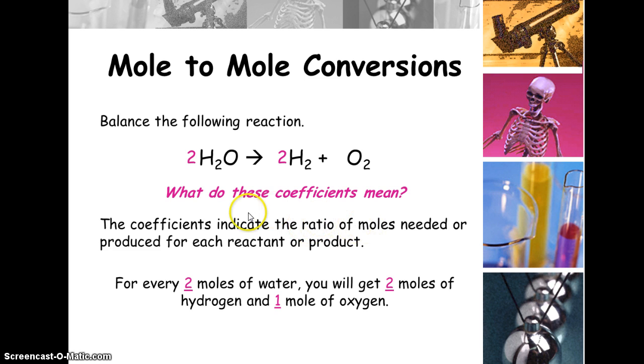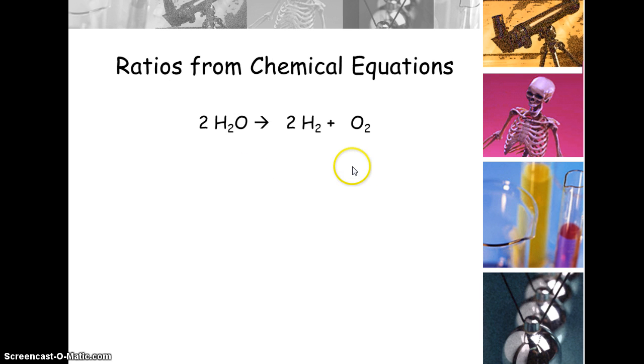This means that in this equation of decomposition of water, for every 2 moles of water decomposing, we're going to produce 2 moles of hydrogen and 1 mole of oxygen. So again, these coefficients actually tell us the ratio of moles. For every 2 moles of water that decompose, we're producing 2 moles of hydrogen and 1 mole of oxygen.